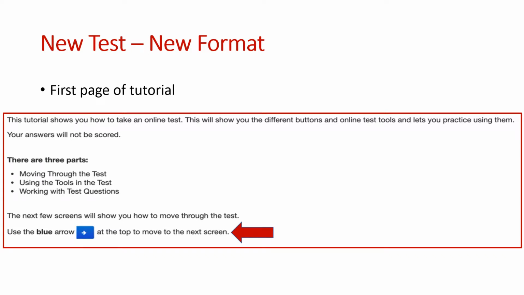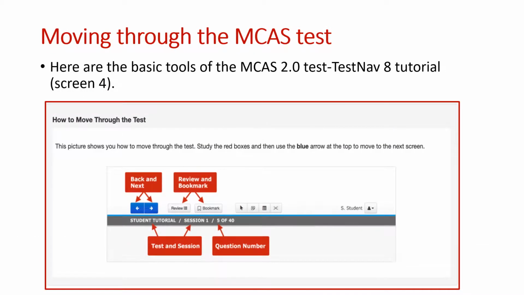After students click on the Test Nav 8 tutorial and sign in as a guest, they will go to the first page of the tutorial, which you see on the screen. The first page gives you a basic introduction and directions on how to move through the tutorial. This is good navigational practice because students move through the tutorial the same way they will move through the actual MCAS 2.0 test. You will see examples from all grade levels because the navigation skills are similar. The mechanics of navigating through the test are the same in the math and ELA tests.